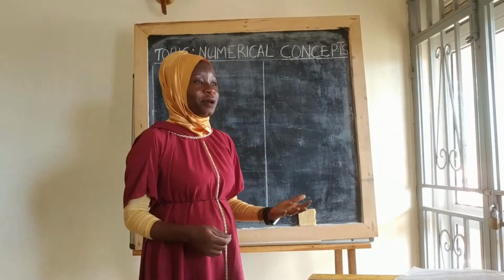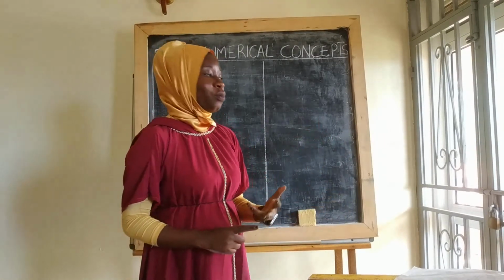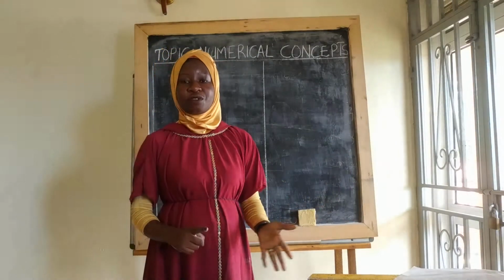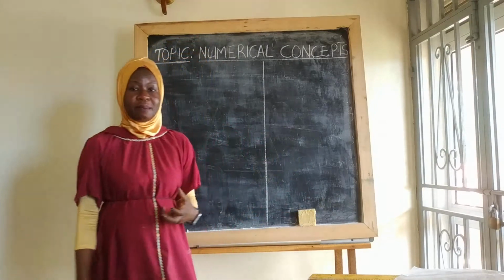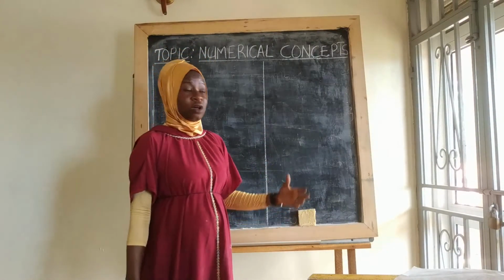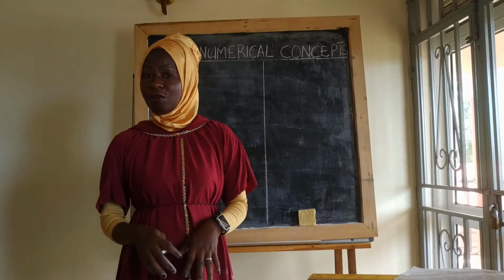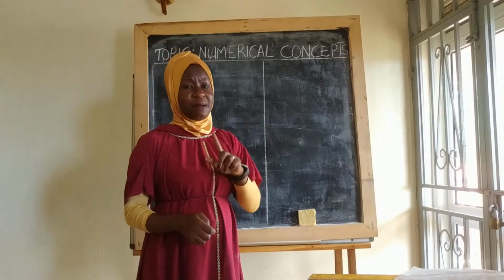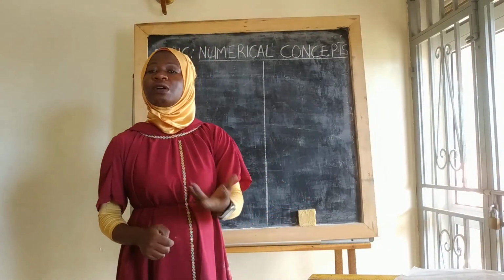For example, we can count items in our homestead because of numbers. We can store information, store data. We know our ages because of numbers. We know how many kilograms of rice we have in our store. We are able to count how many hens are around our home because of numbers. So numbers are useful in counting, storing information, storing data.